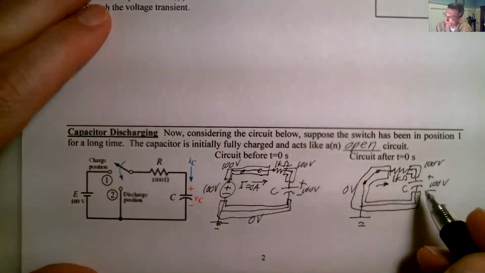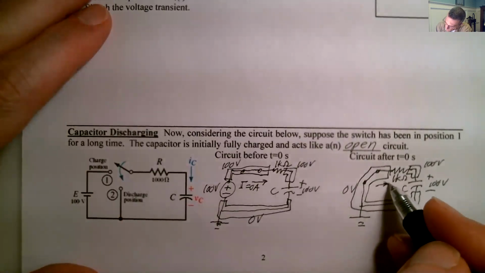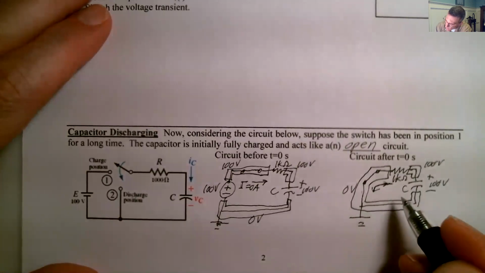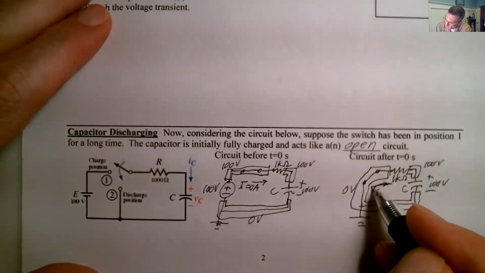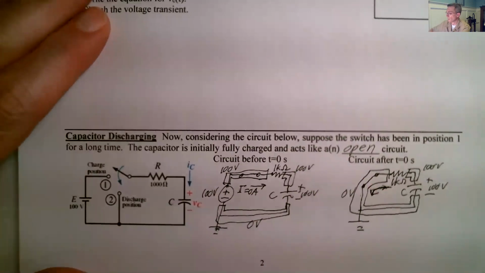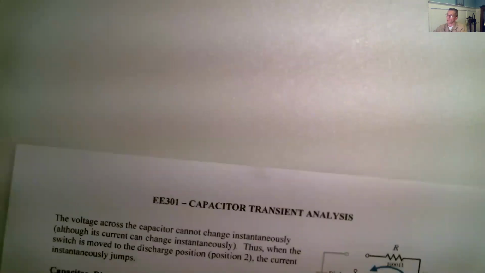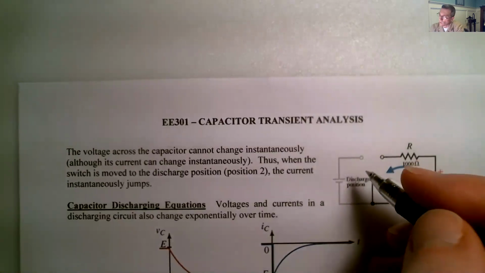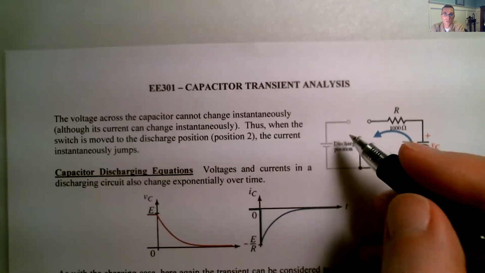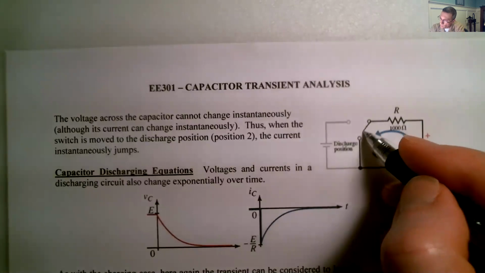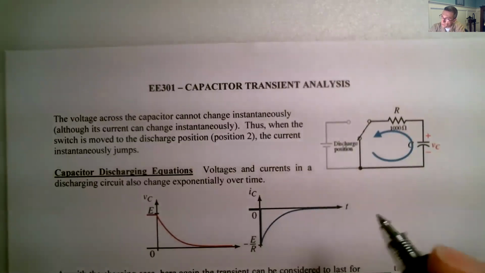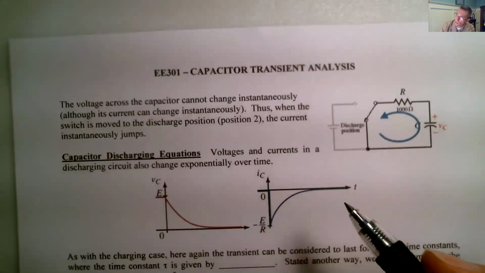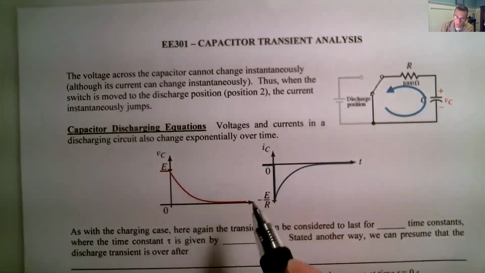But which way do we think it's going to go? The current's going to turn around. It's going to discharge out that way, right? Because this is going to be the high side, and that's the low side. So this is the discharge equation. The voltage across the capacitor can't change instantaneously, but when the switch moves, the current instantaneously jumps over to there, right? So the voltages and currents are going to change exponentially with time.